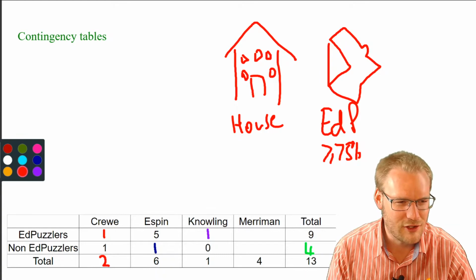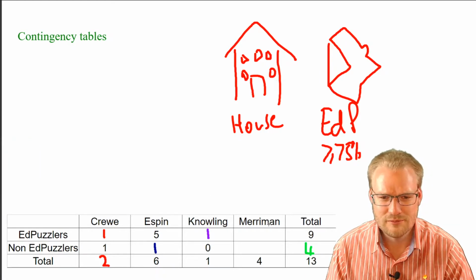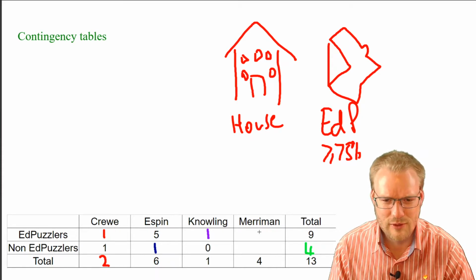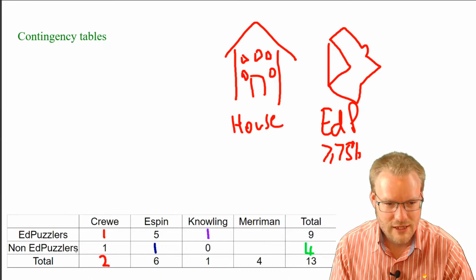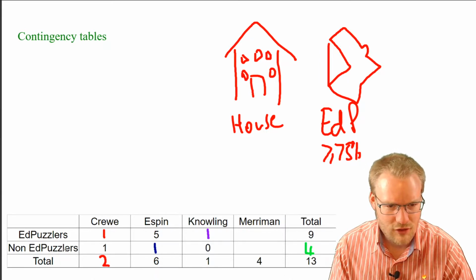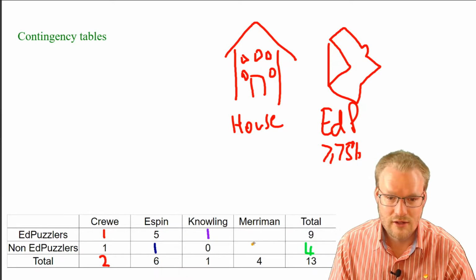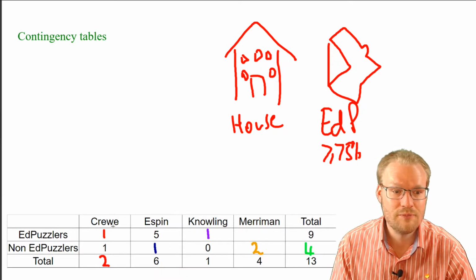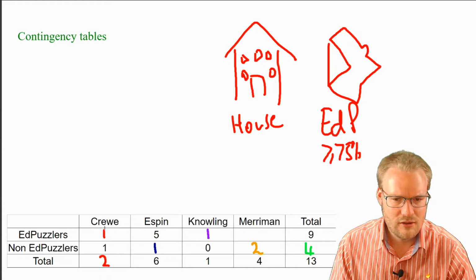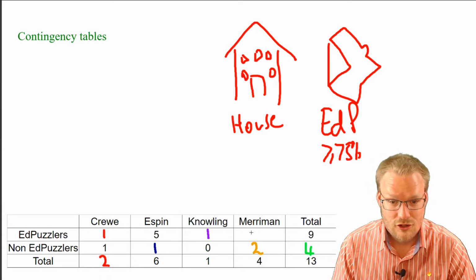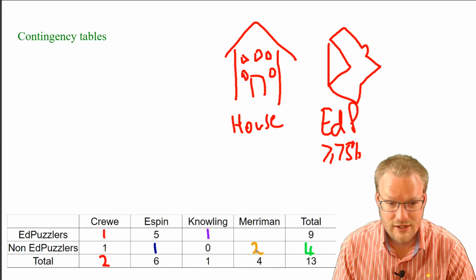Okay, now we can go to Merriman. Yeah, we probably should fill it in, hey? So again, we can't just look at, oh, there are 4 in total in Merriman, but let's go across to go, well, if the non-Ed Puzzlers have got 1, and they're 4 together, there must be 2 over here. So now we can check if we're on track. If they're 4 together and 2 non-Ed Puzzlers, there should be 2.